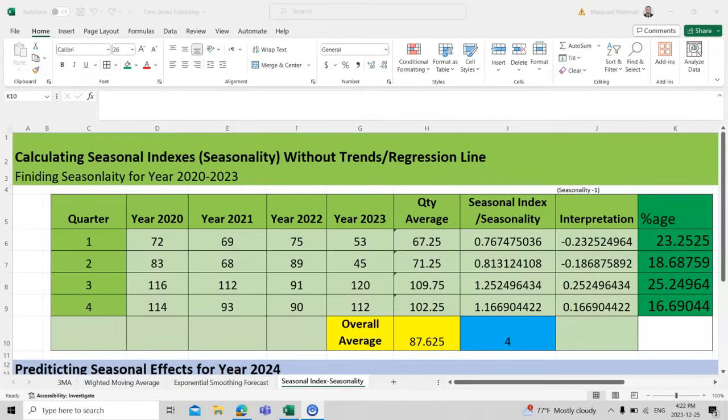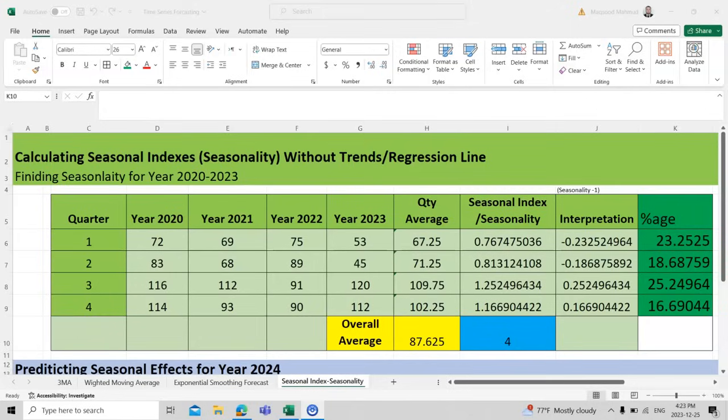Dear students, today we will see how we can find the seasonal indices or seasonal indexes, which we usually call seasonality as well. We will do it without trends. Without trend means without using the regression line.